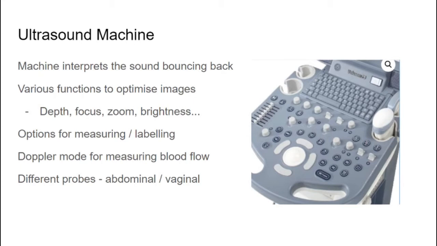So here we have the ultrasound machine. It does look quite confusing, there's lots of buttons, but basically the machine is interpreting the sound bouncing back, and then translates that into a grayscale image. There are lots of different functions, and these are mainly to optimize the images. So you can change the depth of what you're looking at, whether you're looking at something very close to the probe or something very far away. You can zoom it in, zoom it out to try and get a better understanding of what it is that you're looking at. You can change the focal point and the brightness, and all of these are to optimize the image that you're looking at and work out the most accurate way of getting a picture.